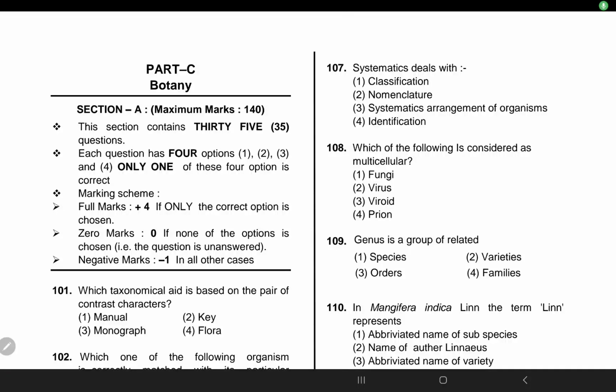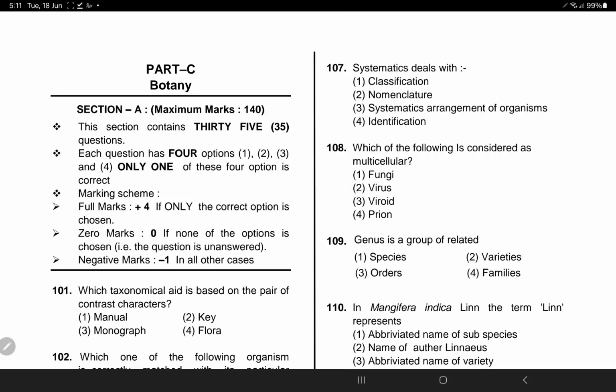Hello all. So today we are going to have the detailed question paper analysis regarding the living world. This is the botany topic. We already know the question paper pattern. Totally we will be having 50 questions. In section A we will be having 35 questions. All the 35 should be answered.